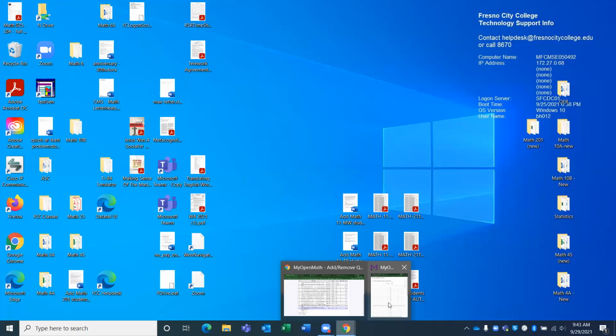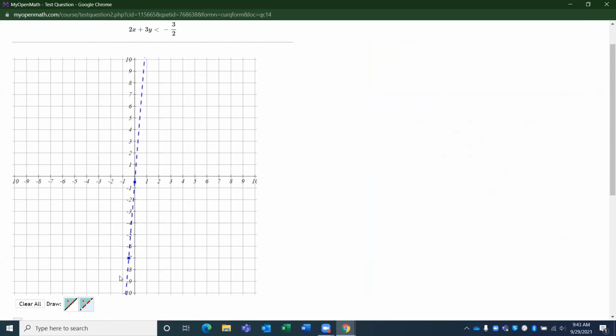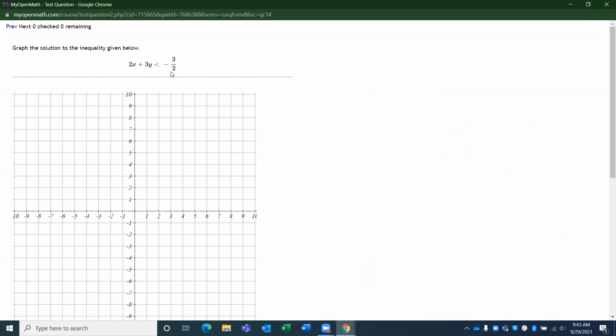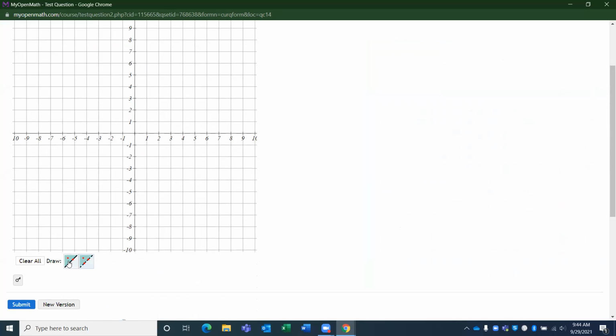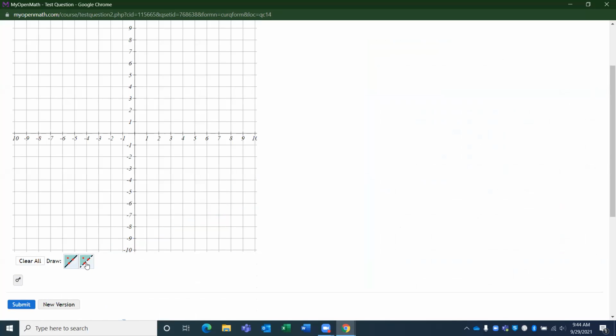And here, this is a different one than the one I just did. Let me do this one, clear this. Notice this one is a less than, so it's going to be the dotted line tool. I'm not going to use the solid line tool. I'm going to use this, not that one. I want the dotted line tool. Clear it.